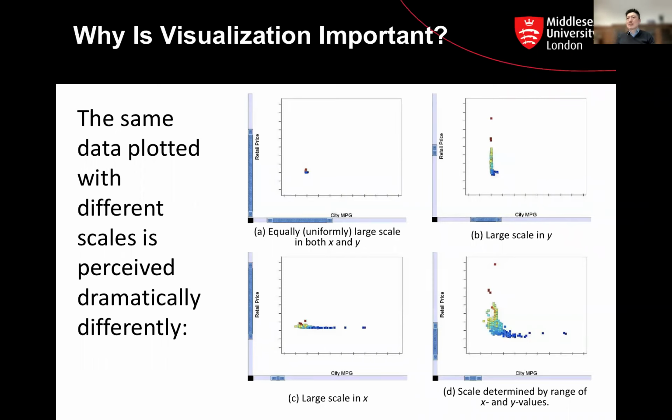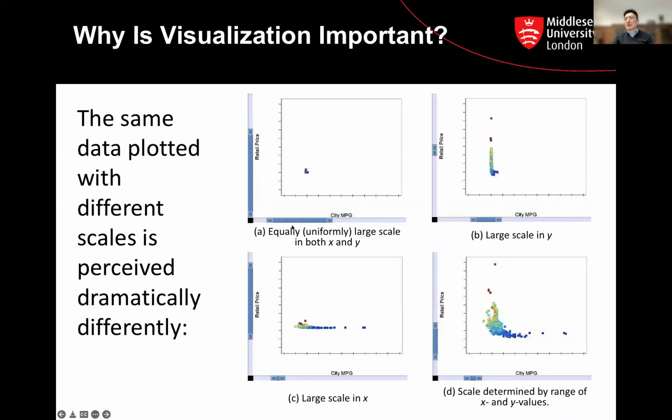Okay, and so here we're showing four scatter plots, and they are using the car data set we used at the beginning. And so we pick two attributes, the city MPG and the retail price. So the x-axis is city MPG and retail price is the y-axis, and each dot is a car. Okay, and so the only thing different is how we draw the x and y, and the scales we used for the x and y scales.